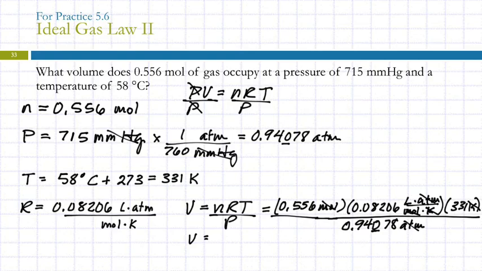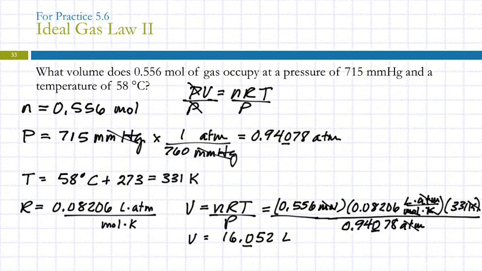0.556 times 0.08206 times 331 divided by 0.94078 equals. By the way, this ideal gas constant is not an exact number. That's got 4 sig figs. But the rest of my numbers all have 3, and so my answer should have 3. 16.052. The unit is liters.